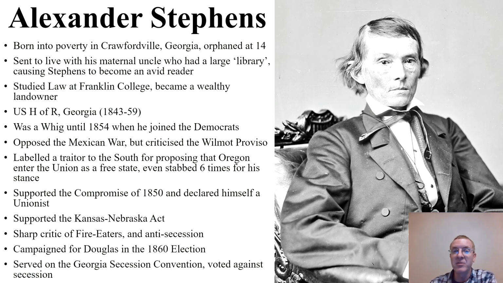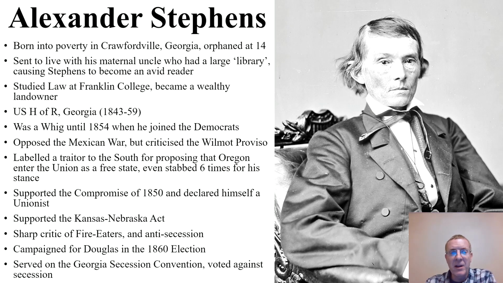a few dozen slaves on the way, and he does become a member of the United States House of Representatives, representing his district in Georgia from 1843 to 59, which is the only federal position Stephens will ever hold in his career. He will also serve as a Whig rather than a Democrat for most of that time. He doesn't join the Democrats till 1854, so he spends most of his career as a member of the Whig Party. Stephens had a reputation of being anti-Southern by a lot of staunch Southerners.